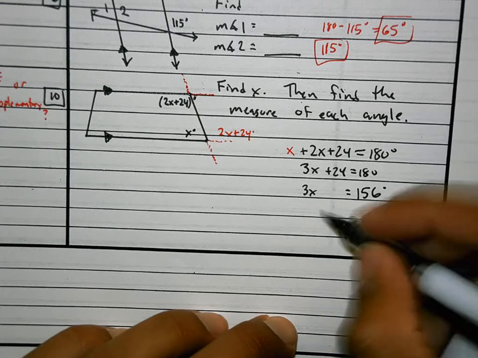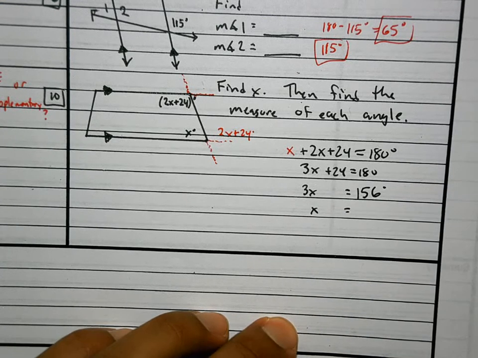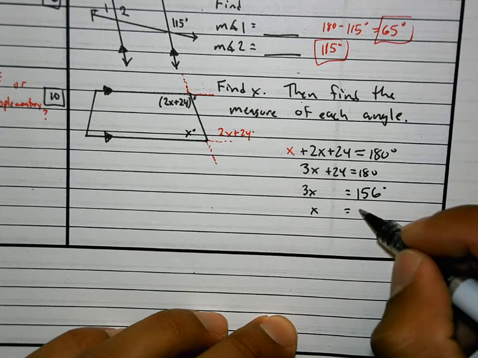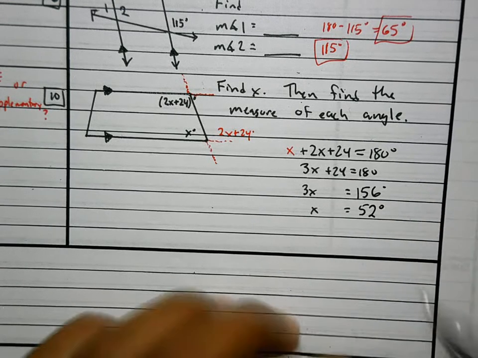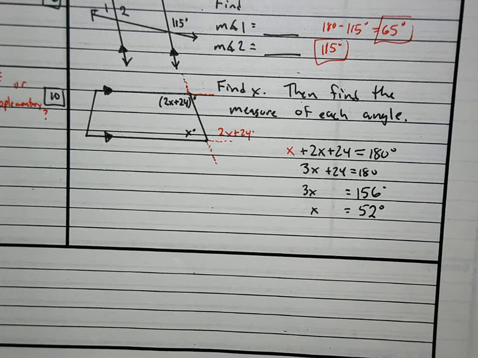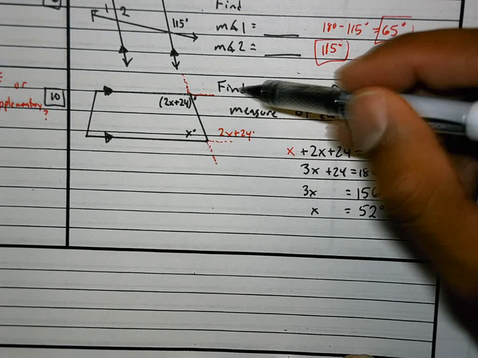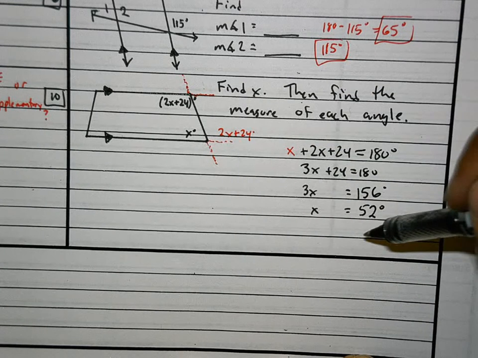And then I'm going to use the division property of equality. I'm going to divide by 3 and divide by 3. 3 goes into 15 5 times. 3 goes into 6 2 times. And now I found what x is. X is 52 degrees. Find x. That's our first answer.